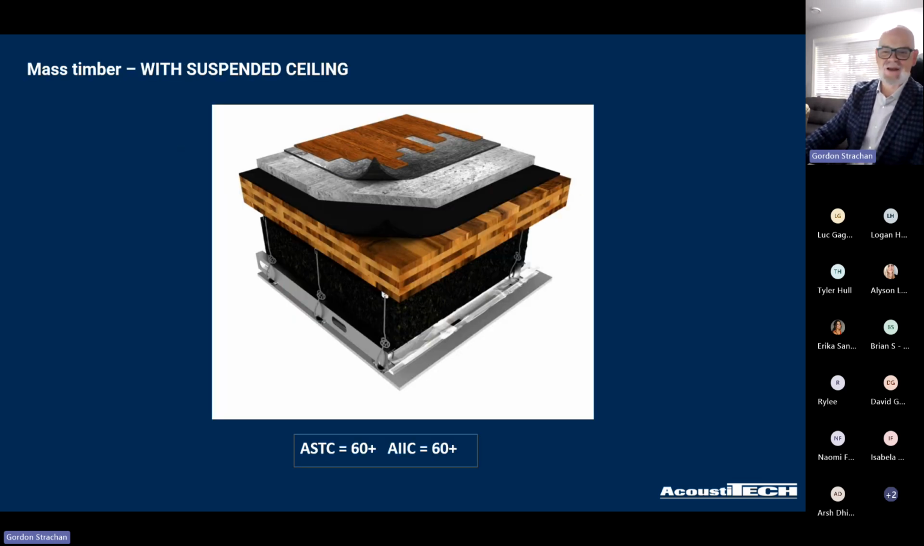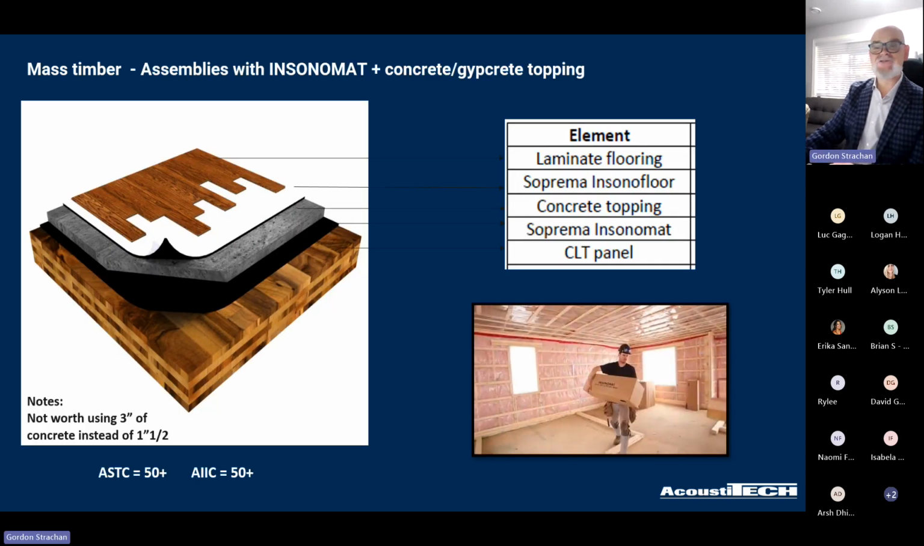So mass timber, like we said, I'm not going to spend too much time on this one because we don't see it very often. Sometimes in office spaces, but not often at all. Suspended ceilings is not typical in mass timber. So there it is if you want it, but you can achieve high 60s fairly easily with that drop ceiling. Let's take away that drop ceiling, however. We take it away and we instantly are dropping to about 50 IIC, 50 STC. This is with a concrete topping with 2 decoupling membranes.